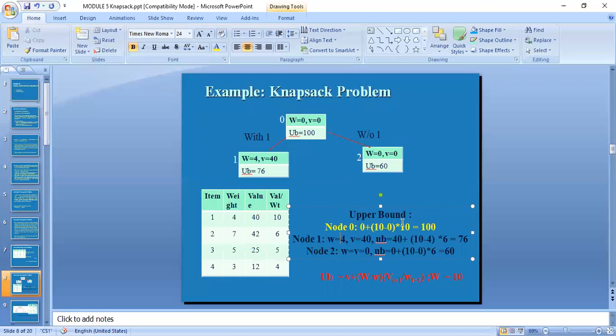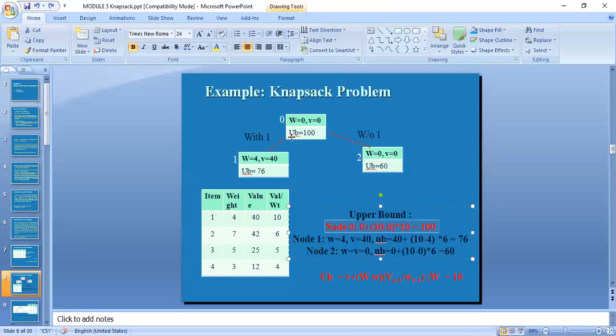So it's 10 minus 0, multiplied by the ratio of the next item. What is the ratio of the next item? The ratio of the next item is 10. So we calculate it as 0 plus (10 minus 0) times 10, which is equal to 100. Clear? So the upper bound value for the root node we have calculated is 100.